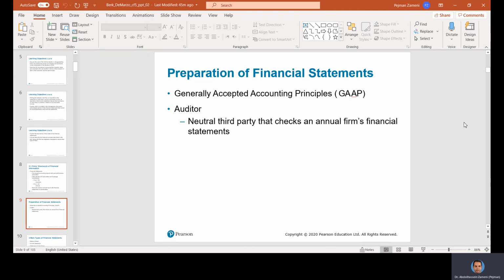Auditor: a neutral third party that checks a firm's annual financial statements. When the company produces the financial statements, there is the possibility that there could be some problems or issues. Then we need a neutral party, or auditors, to go through it and verify that everything is in order and proper.